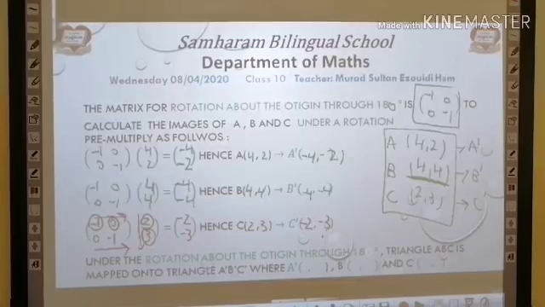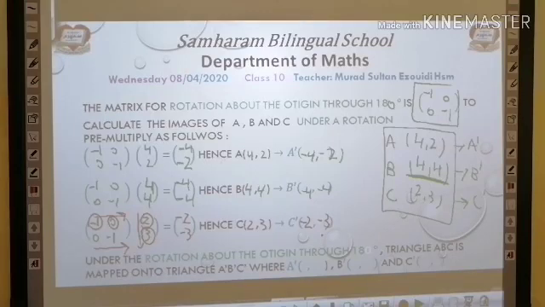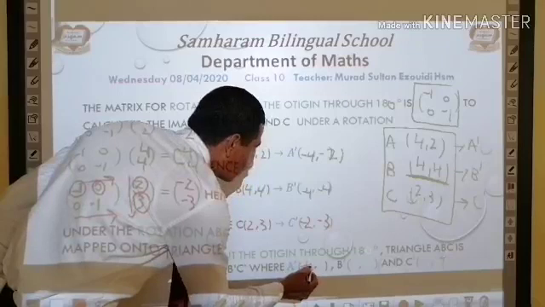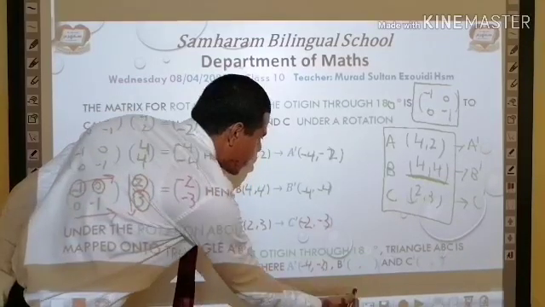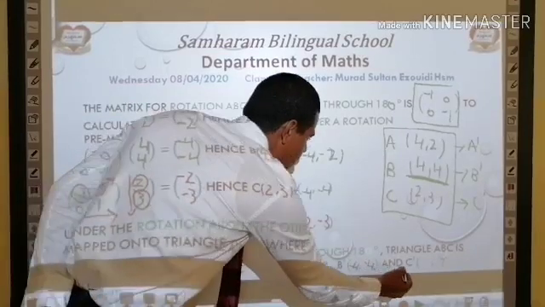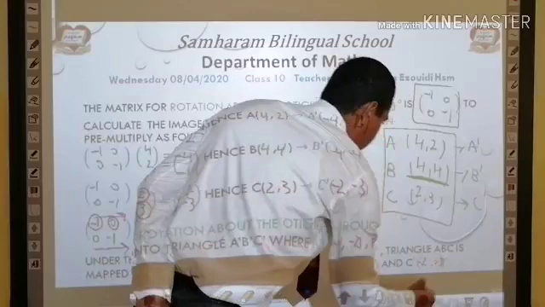Okay, now as a conclusion, we can conclude that in the rotation about the origin through 180 degrees, triangle A, B, C is mapped into triangle A prime, B prime, C prime, where A prime has coordinates of negative 4, negative 2, and B prime has coordinates of negative 4, negative 4, and C prime is negative 2, negative 3. Okay, good boy.